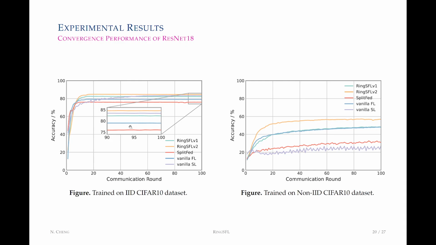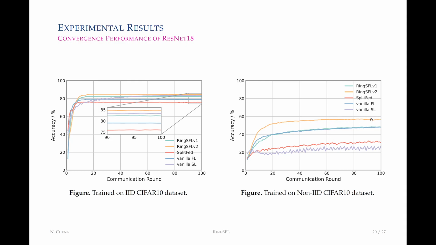RingSFL V1 also performed well, slightly lower than the V2, but still outperformed Vanilla FL and SplitFed, highlighting its superior convergence capability. The utilization of overlapping layers in RingSFL V2 allows for gradient aggregation, optimizing parameters towards the global optimum and resulting in improved model accuracy. The right figure illustrates the impact of diverse data distributions on the convergence performance of the proposed scheme during training on the CIFAR-10 non-IID dataset, using also the ResNet 18 model.